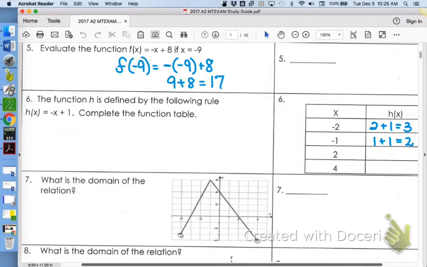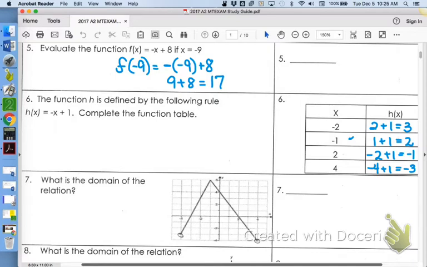And number 6, when you are looking at this right here, you're just taking the opposite of x. So in our table, we're going to take the opposite of -2, which is +2, and add 1, and we get 3. The opposite of -1 is +1, and we'll get 2. And the opposite of 2 is -2. The opposite of 4 is -4, and so forth. Okay, so there you go.